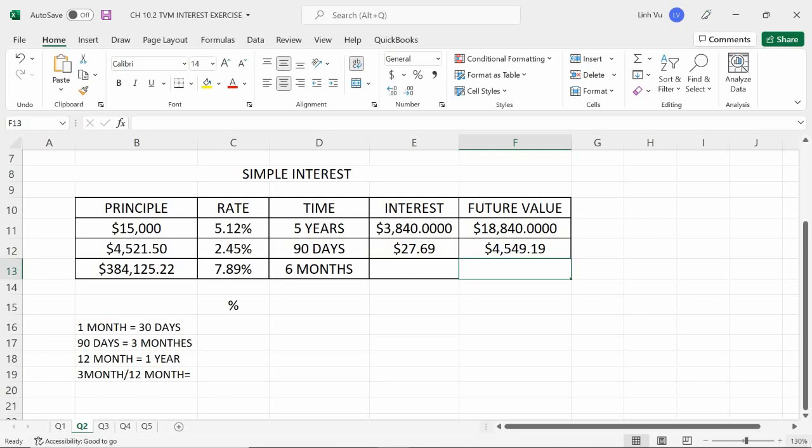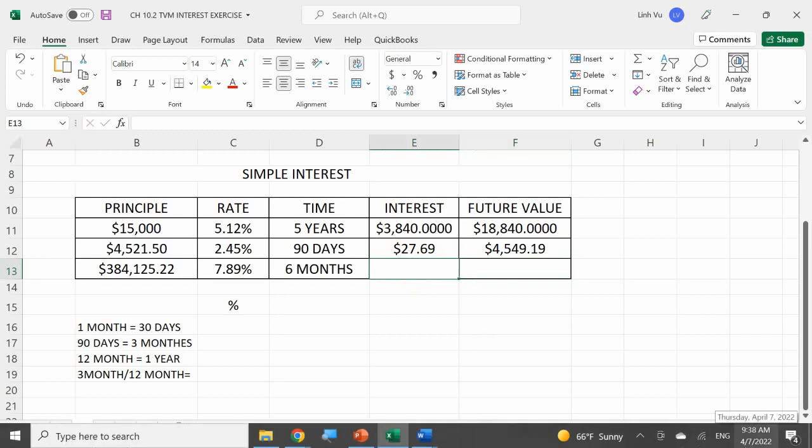If I have something that's 384,125.22 at a 7.89% for 6 months, I got 17,093.57. I don't know if that's correct or not. No, I got 15,000. So let's see where you went wrong.